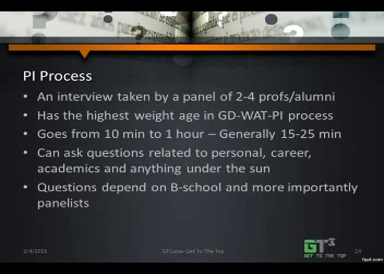But please keep in mind that the interviewers can ask you anything under the sun, and you don't have any chance to say that it's not relevant for an MBA interview. Questions depend on the B school and, more importantly, the panelists. You can decide that these sets of questions would be asked in a particular B school. Generally, on the basis of past experiences, people have some perceptions.